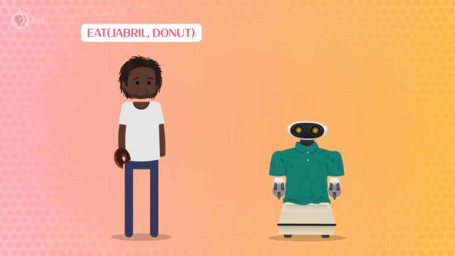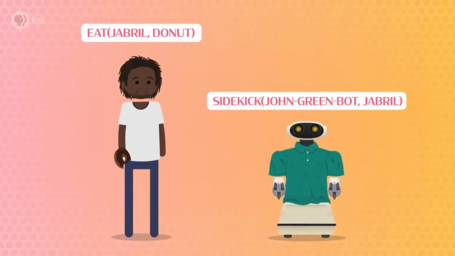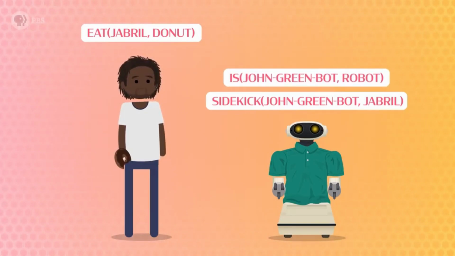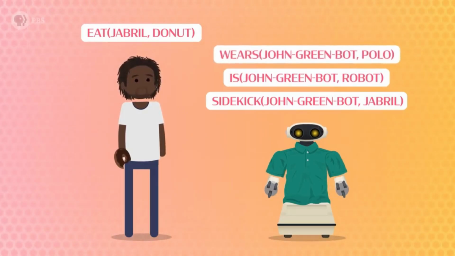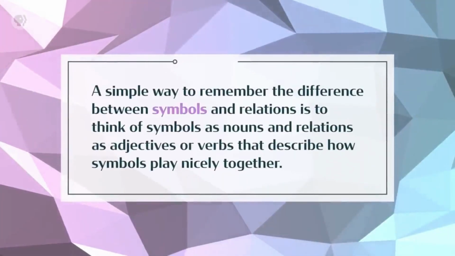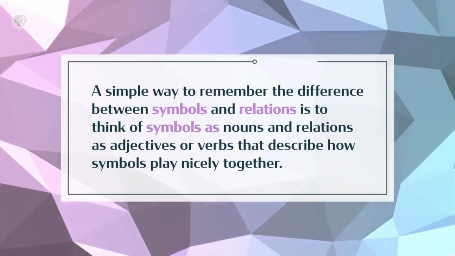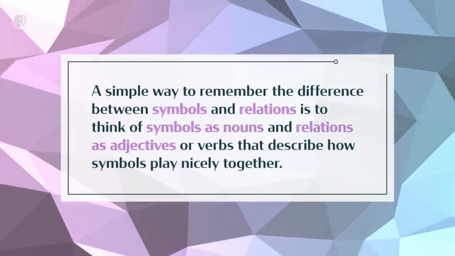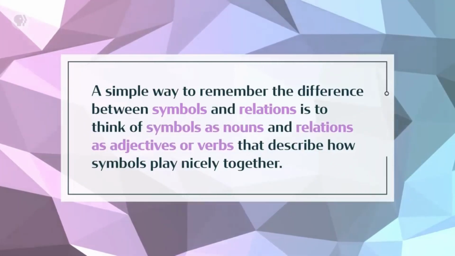Or we can represent John Greenbot's relation to me using sidekick John Greenbot Jabril. A symbol can be a part of lots of relations depending on what we want our AI system to do. So we can write others like is John Greenbot robot or where's John Greenbot polo. All of our examples in this video will include a max of 2 symbols for simplicity, but you can have any number of symbols described by one relation. A simple way to remember the difference between symbols and relations is to think of symbols as nouns and relations as adjectives or verbs that describe how symbols play nicely together.